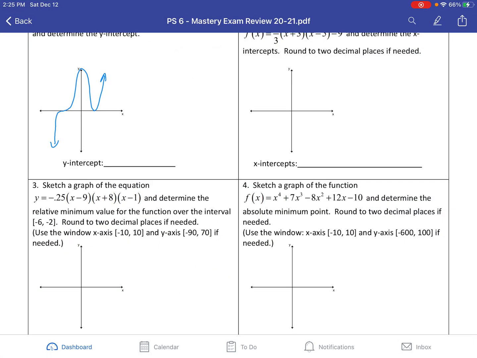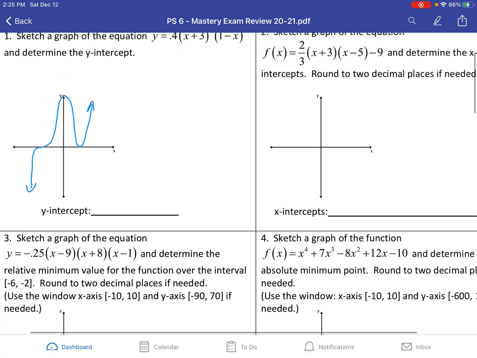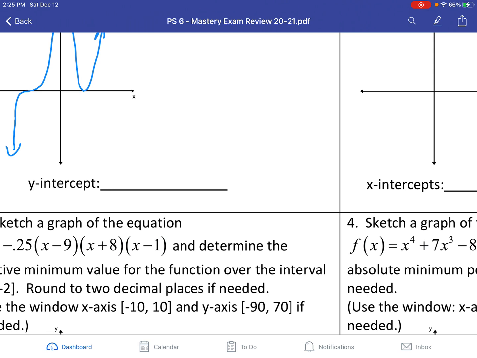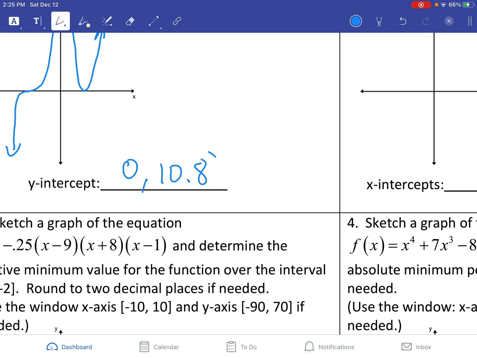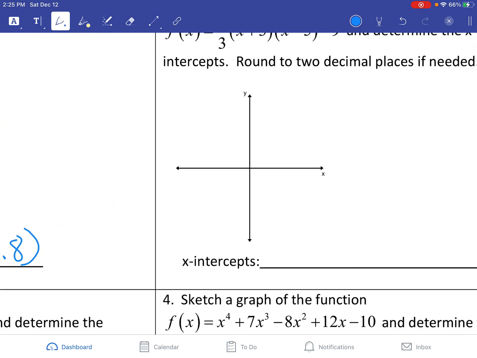So we go back to our sheet here. The y-intercept, I'm going to make it a point. I'm not going to be too picky when we do the master exam, but the point for the y-intercept is going to be (0, 10.8). And that's it. You are done. By showing those things, you showed me that you could navigate your calculator and find the answers.